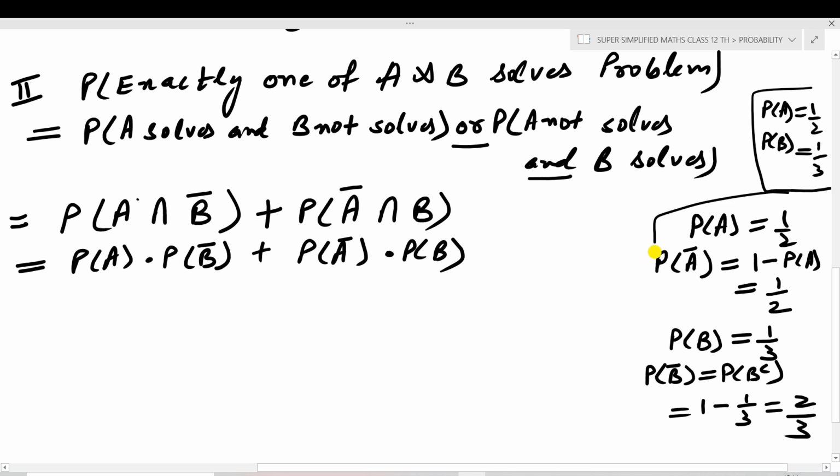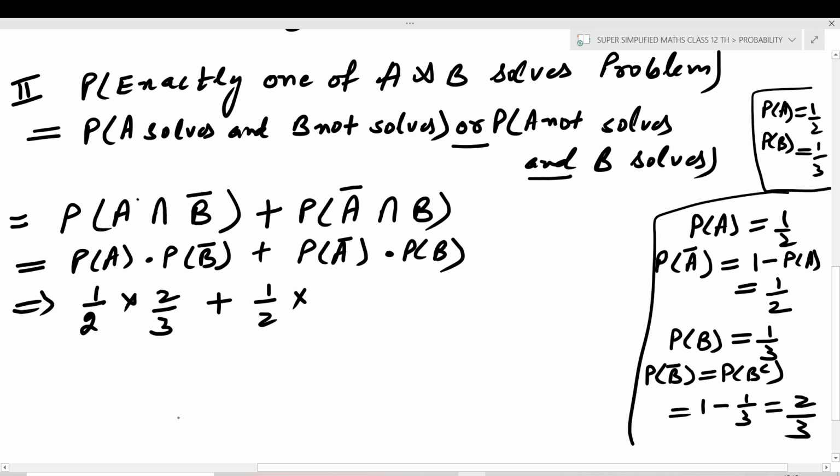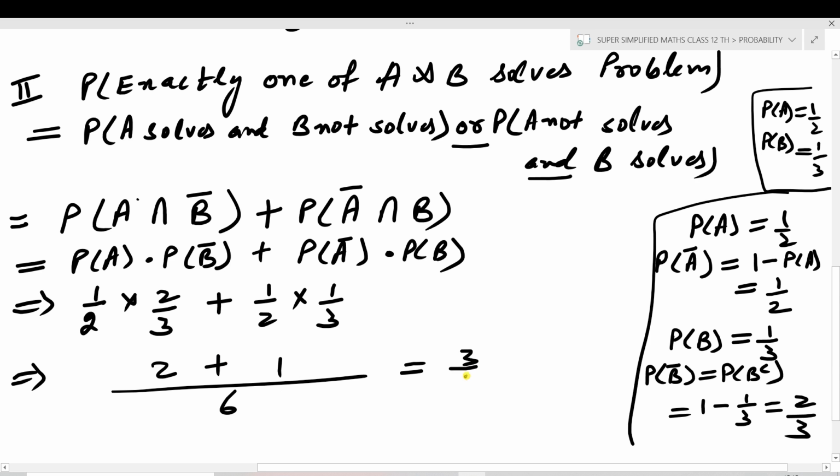So we are going to use these results, and in place of probability of A, we write 1 by 2. Probability of B complement we have calculated as 2 by 3. Probability of A complement is 1 by 2, and probability of B is 1 by 3. So again here we get that the LCM is 6, and in the numerator we have 2 plus 1, which is equal to 3 by 6 or 1 by 2.